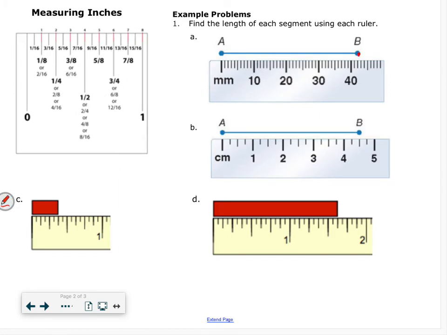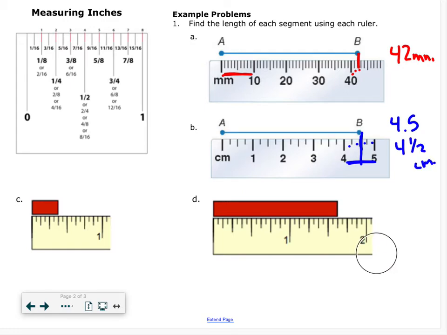So right here, looks like there's 10 spaces here. So each of these is 1, so this would be 41, and then this would be 42 millimeters. Part B, you'll notice in between here, it's split into 4 segments. This one is going halfway between, so this would be 4.5 centimeters.